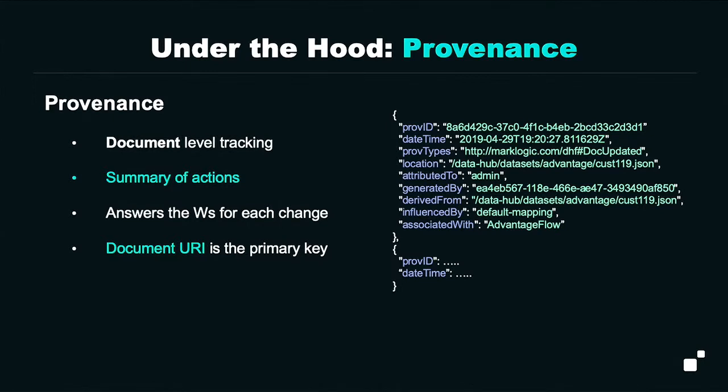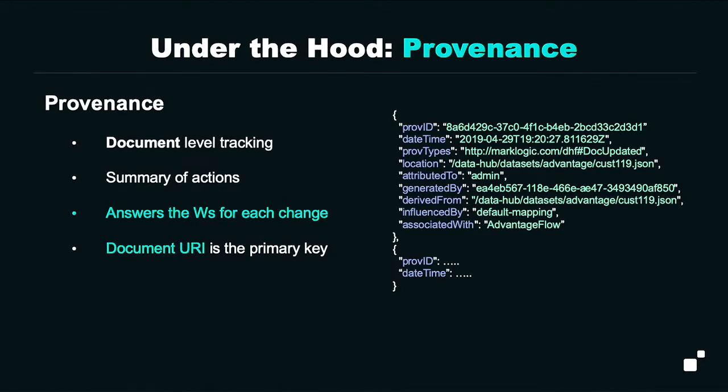Obviously, with Smart Mastering, you get more granularity because it's merging properties, and you need to be able to track that to unwind it. For mapping, it's going to be a little more simple. But it answers the W's. And here's what I mean it answers the W's. This is a doc updated operation. So this document was updated. It's now present at this location, this URI. It's attributed to the admin who ran it, the user.